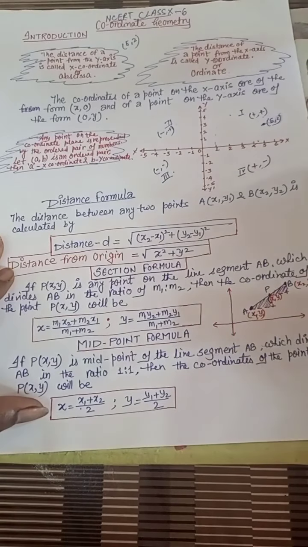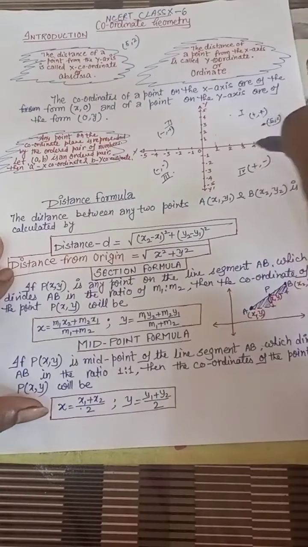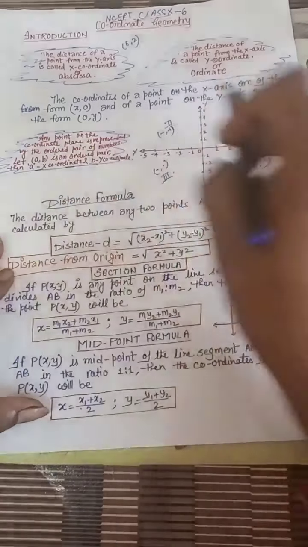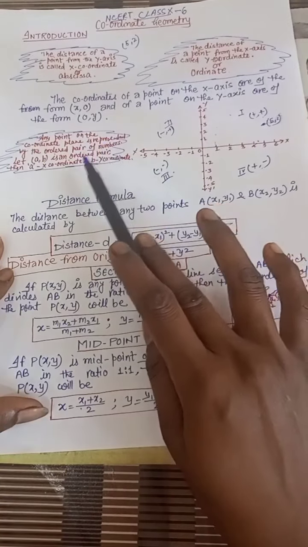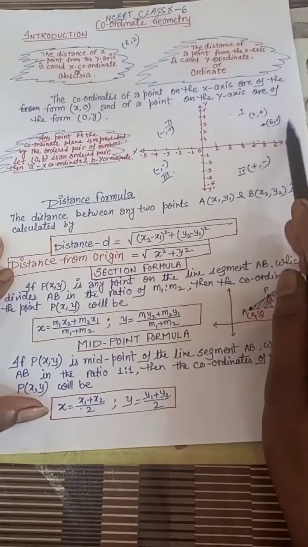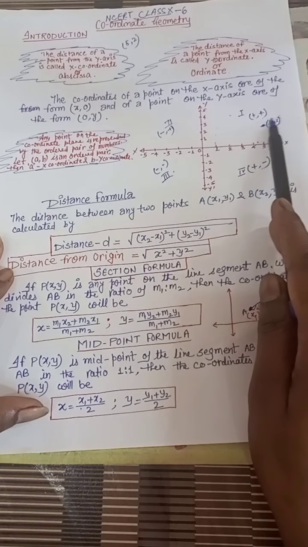Now next, any point on the coordinate plane is represented by an ordered pair of numbers. So this is (5, 2); every point in the coordinate plane is represented by an ordered pair.